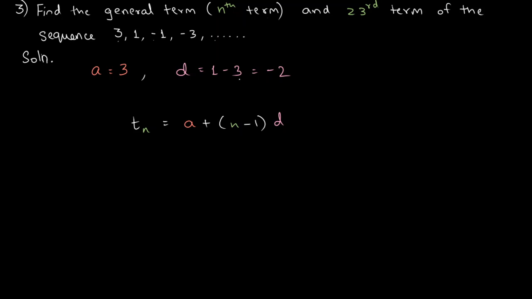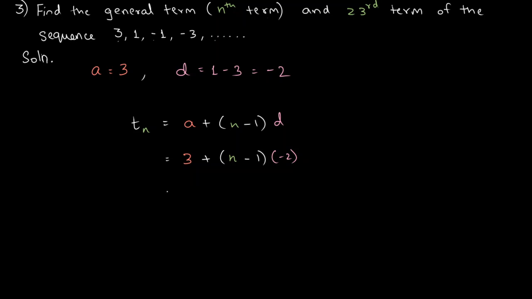We have the values for a and d already, so we can just substitute them here. a is equal to 3, so let's plug that value in, plus n minus 1. Now understand, they've asked us for the general term or the nth term, so n is obviously unknown here. We'll get the answer in terms of n, so we'll leave that as it is. And d we know is negative 2, so let's plug that in as well.